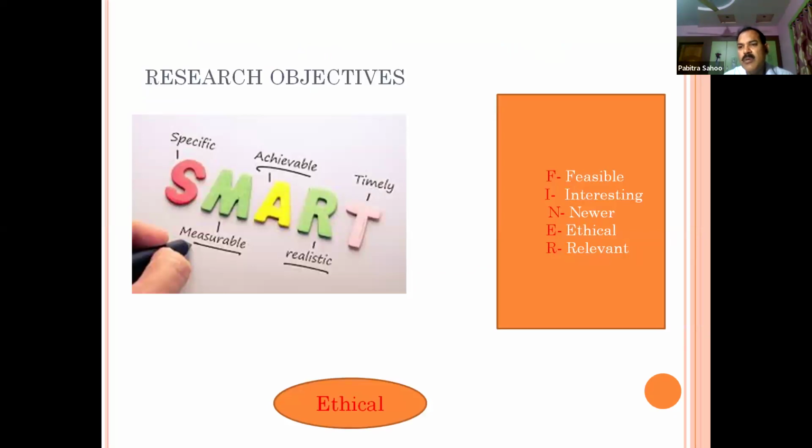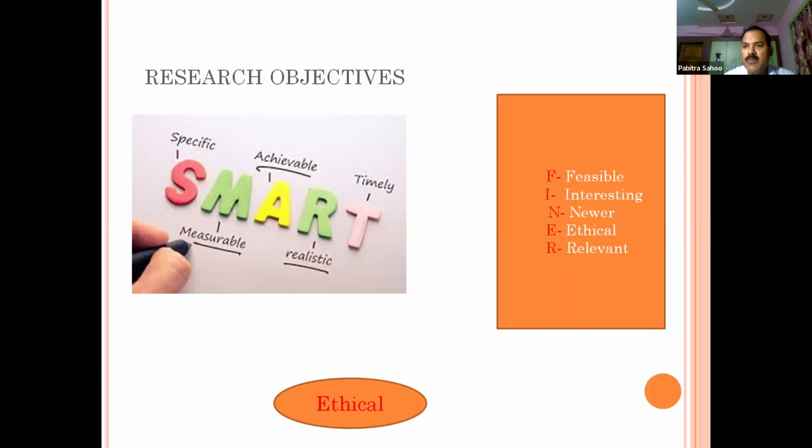Then only can you write a research article. We should have a SMART objective. Just thinking that this is a good work and I'll publish it is not enough. Like in management, where SMART objectives are taught, similarly here it can be applicable to research work. It must be Specific, not a vague one. And it should be Measurable.